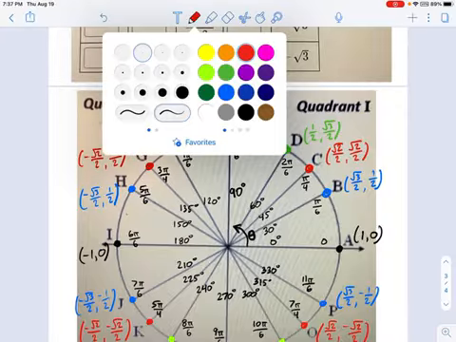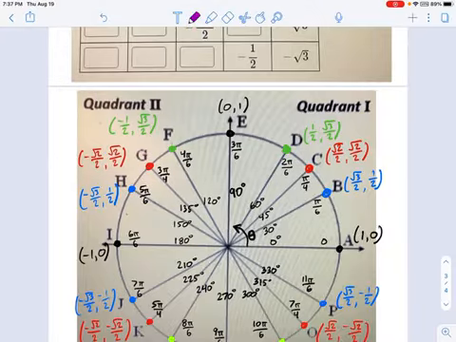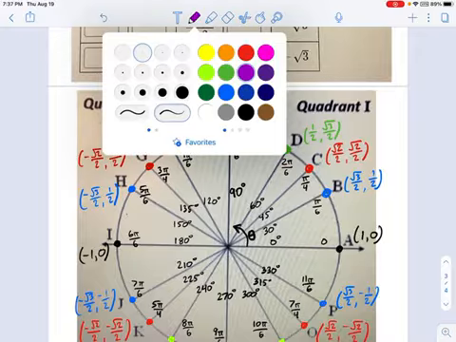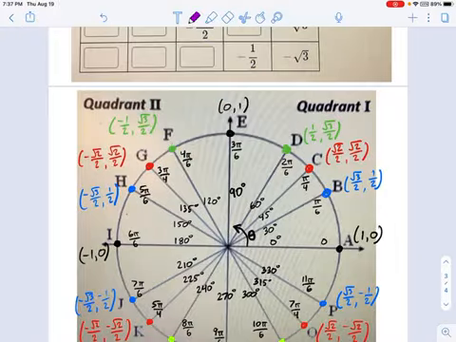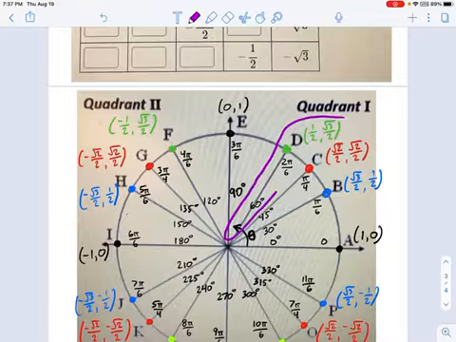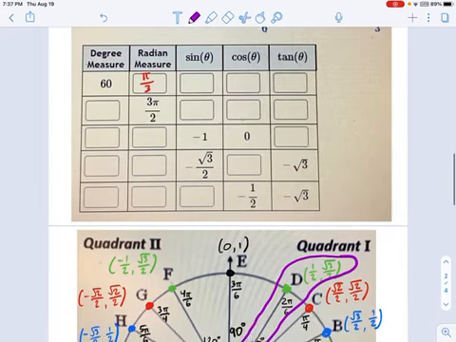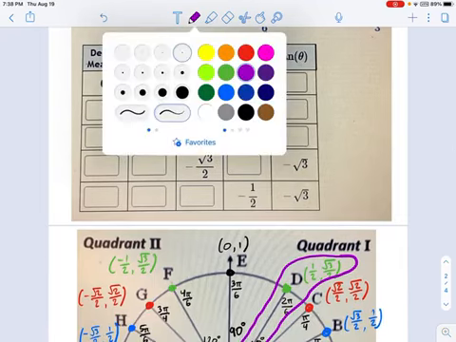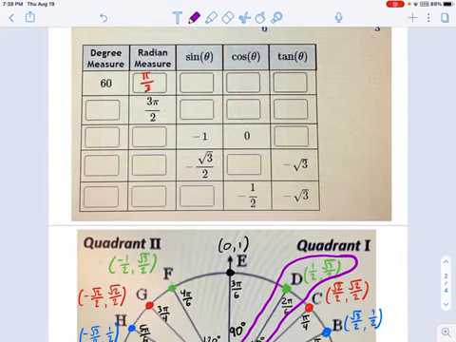Let me find a color that's going to work for me. Let's pick Riverton purple. And 60 degrees is right over here. So this is the one I'm interested in. Sine of 60 degrees. And we come up here and we say, okay, what's the y value? Well, that is just root 3 over 2. You can see it right on the unit circle there. And the cosine value is 1/2.